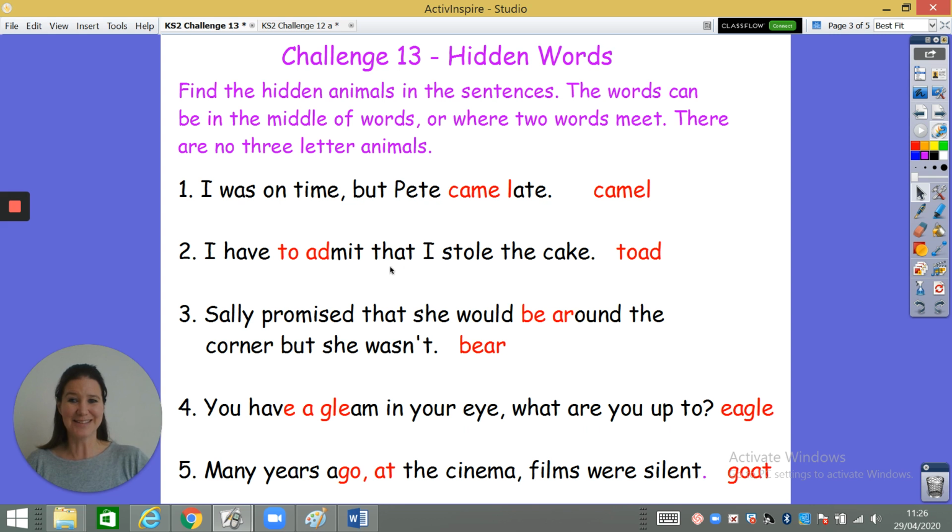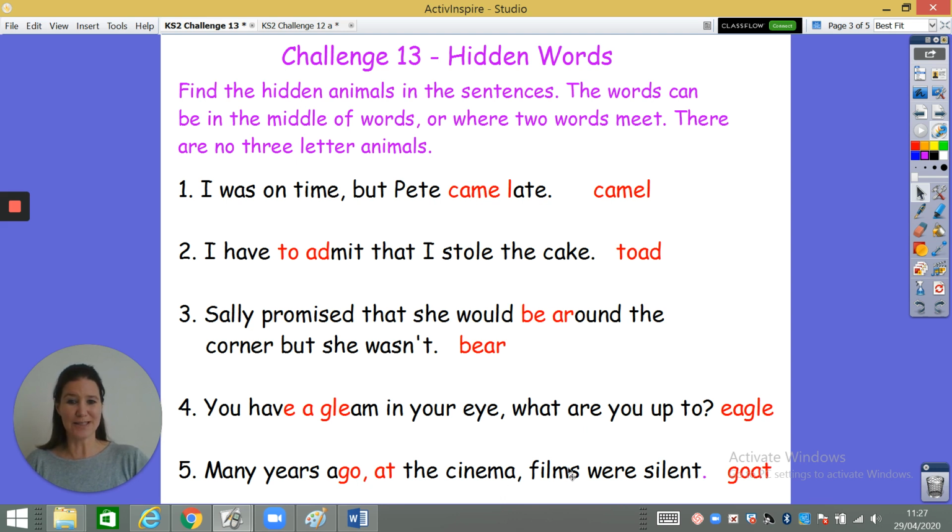In this one here, I have to admit that I stole the cake. To, and the first part of admit makes the word toad. Sally promised that she would be around the corner, but she wasn't. Be, and the first part of around makes the word bear. And the fourth one, you have a gleam in your eye. What are you up to? The end letter of have, the A, and the first part of gleam makes up the word eagle.